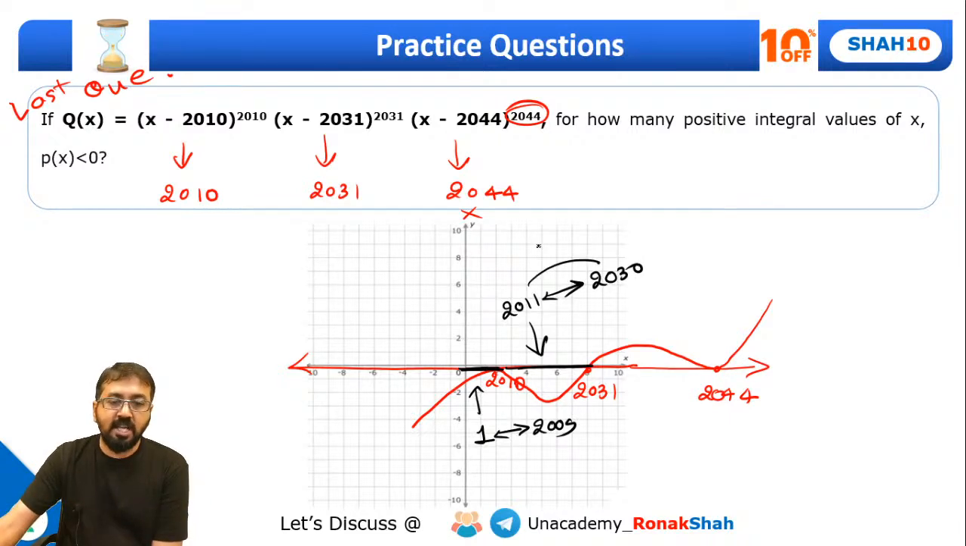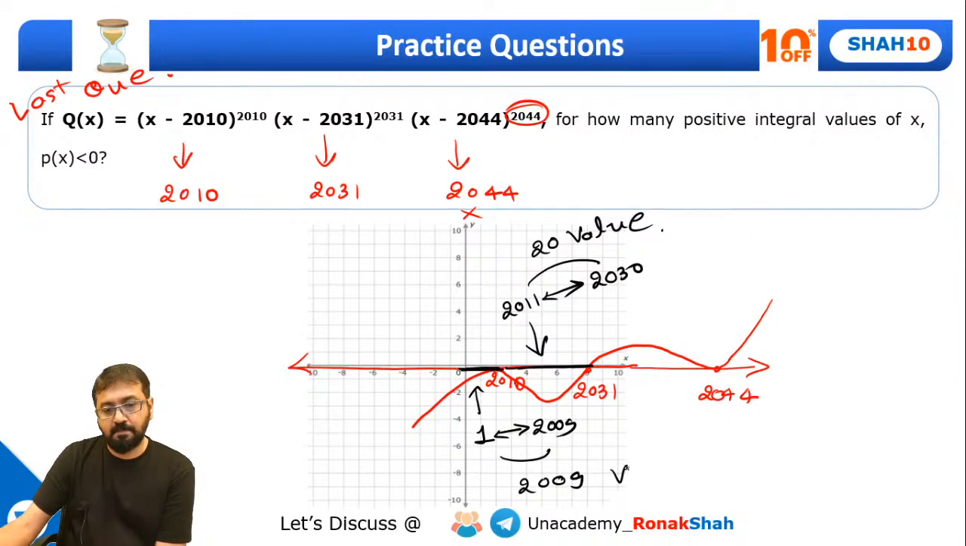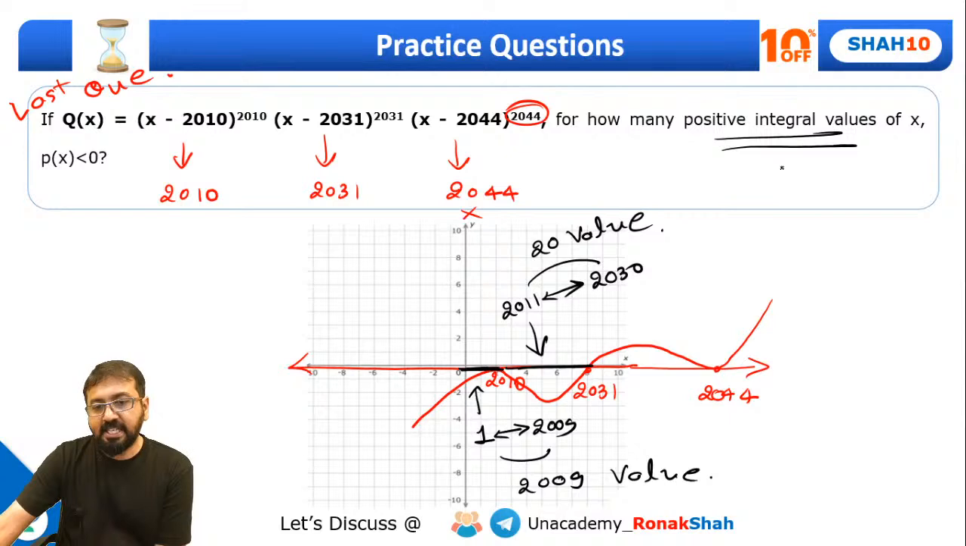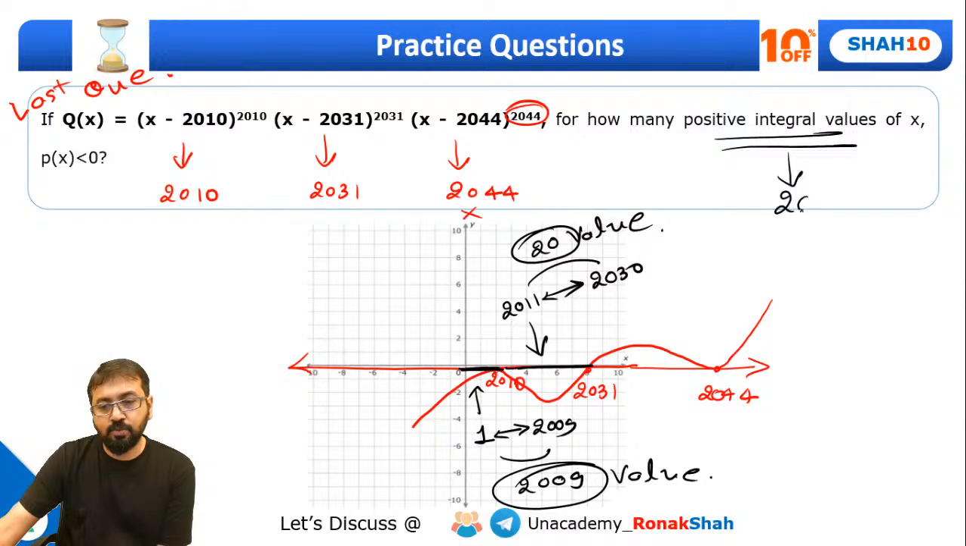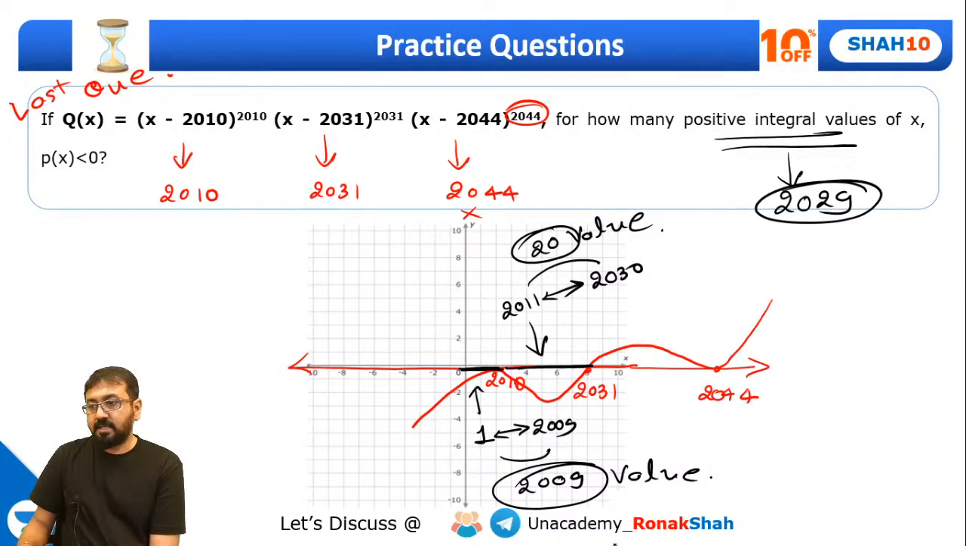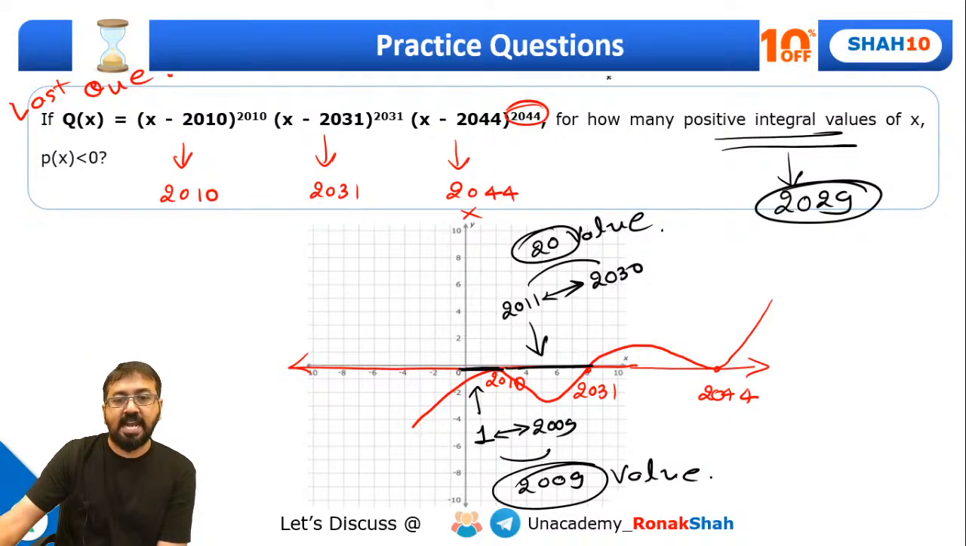So how many values are these? These are 20 values and these are 2009 values. So what is the total number of values? So integral values satisfying this inequality is 20 plus 2009, it will be 2029 values. Yes, क्या ये सबको समझ में आया दोस्तों? This is the answer. This was a CAT question long back.